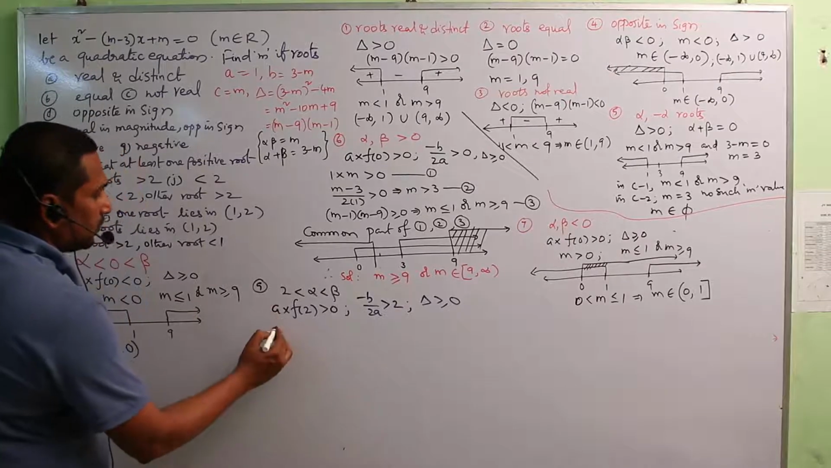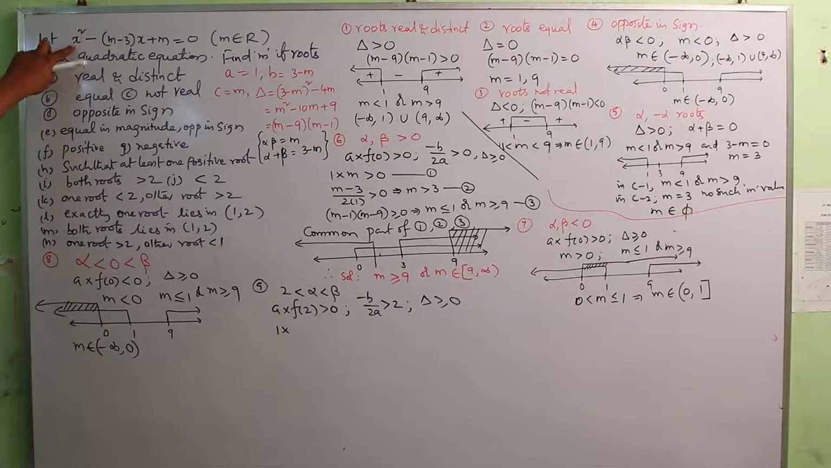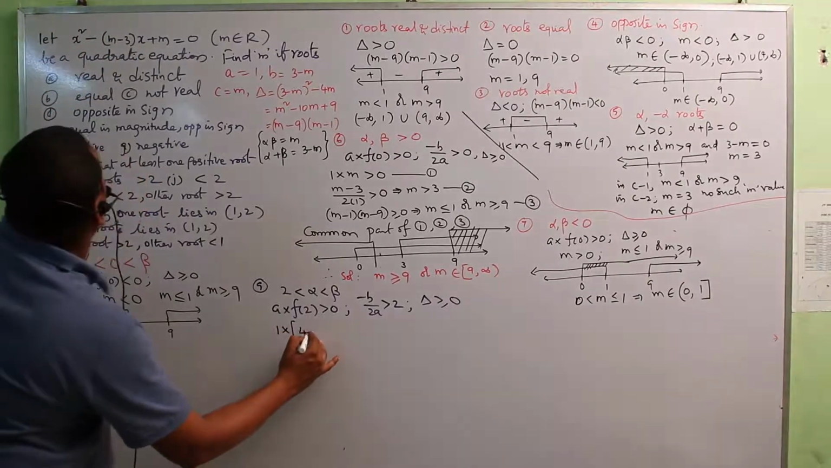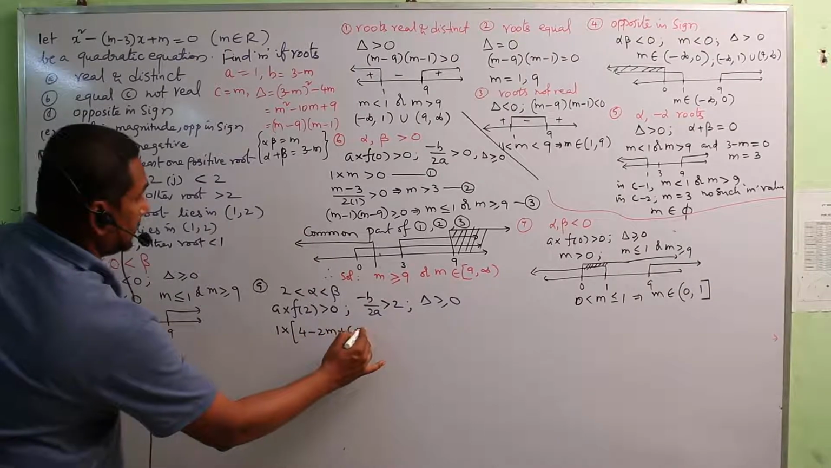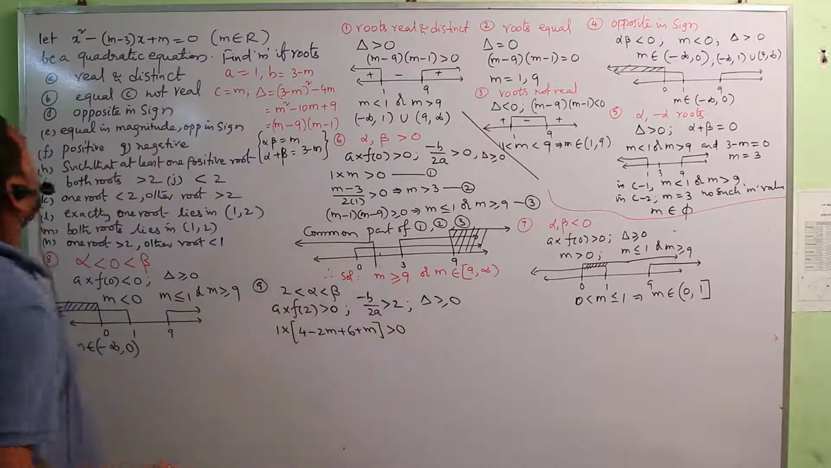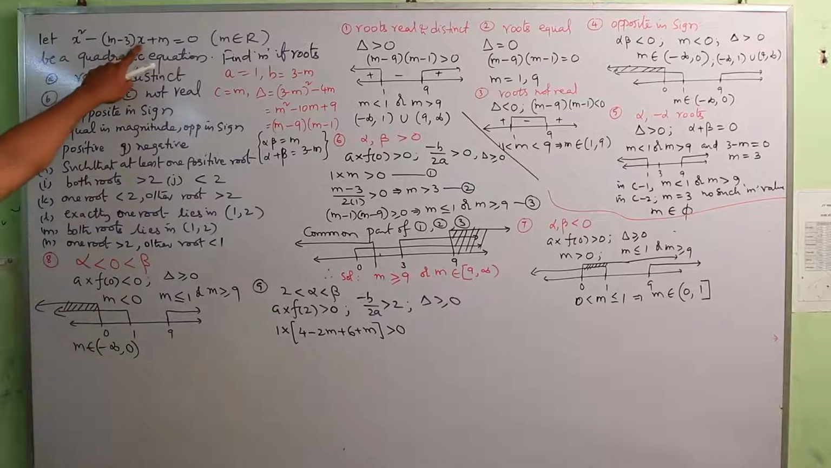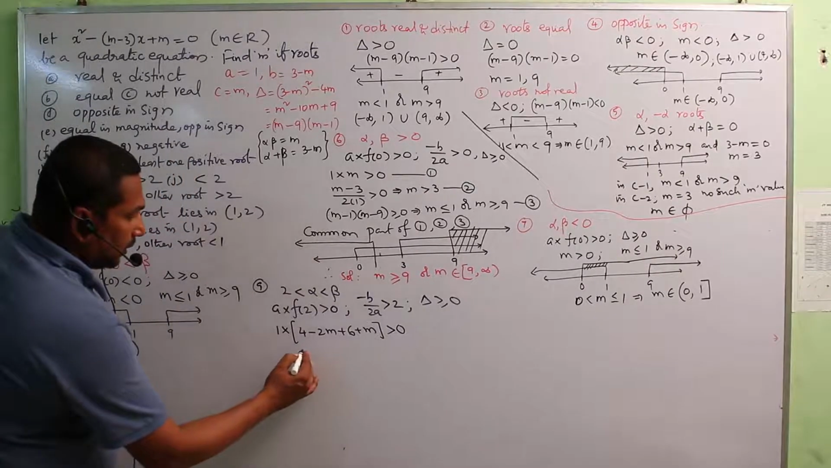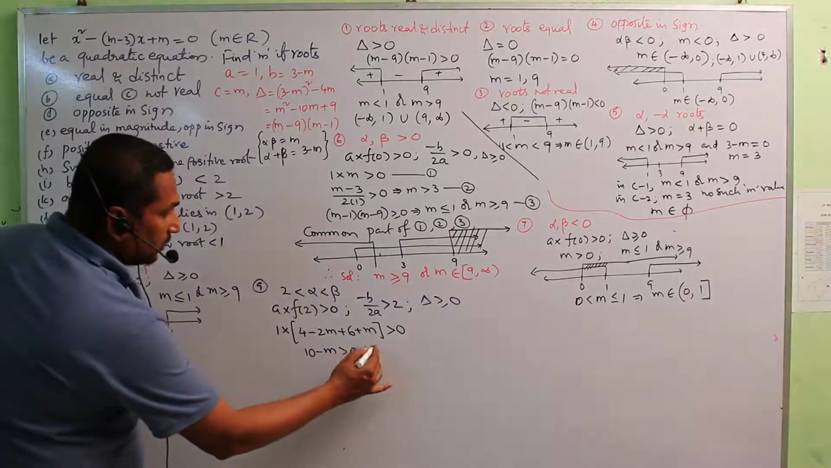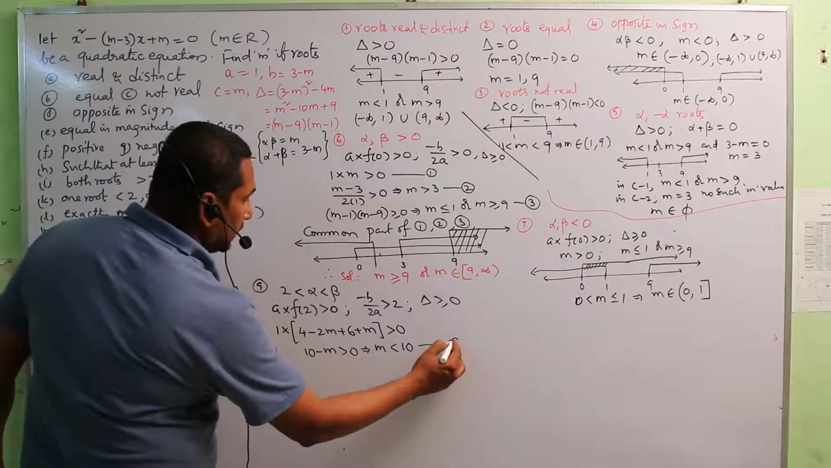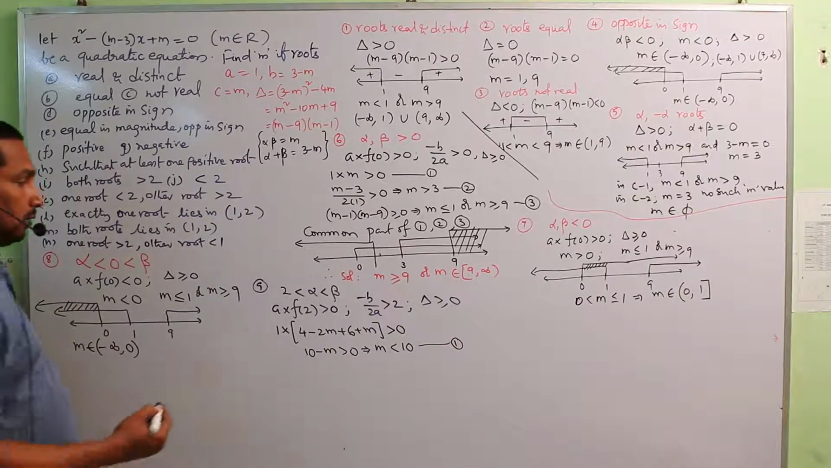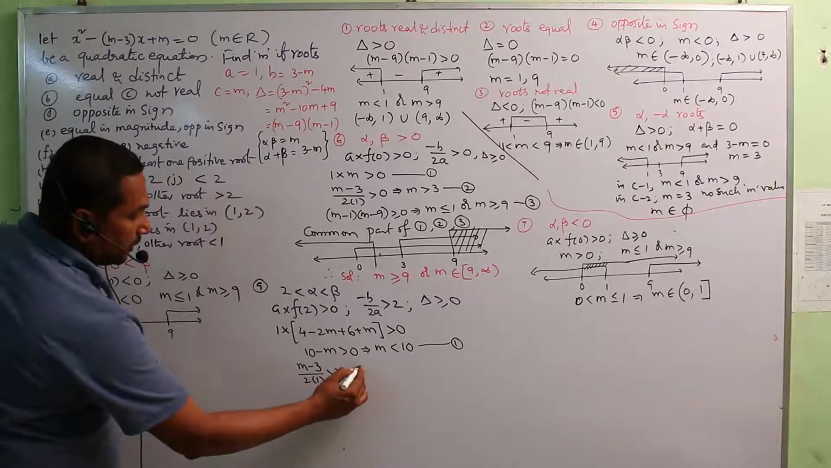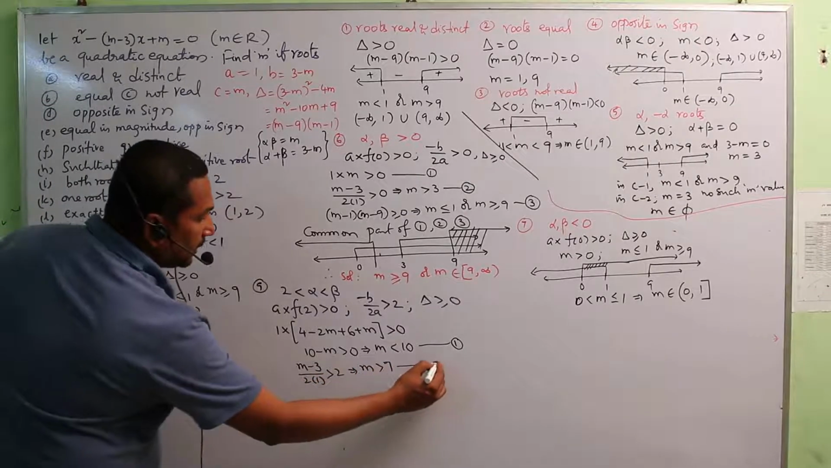Now, a is 1, so 1 into f of 2 means instead of x we take 2. 2 square is 4, so 4 minus 2m plus 6 plus m greater than 0. Then what do we get here? 10 minus m greater than 0, then m less than 10. Now, minus b by 2a, that is m minus 3 by 2 into 1, greater than 2. Then m greater than 7.